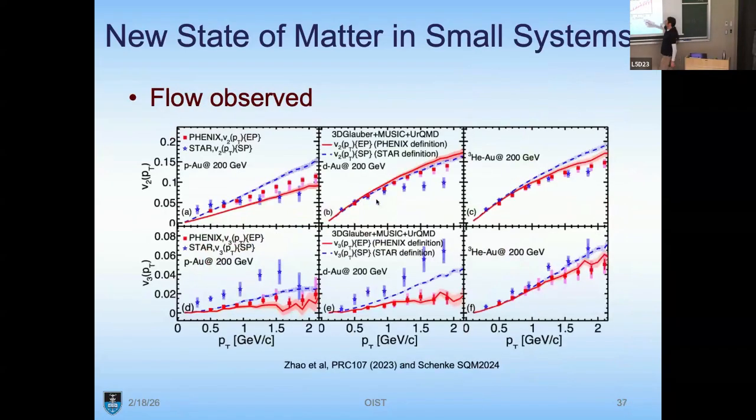And here's another example of a viscous relativistic hydrodynamics calculation. And you see, say, comparing the red to the red, across all these various systems, there's extraordinarily good agreement.